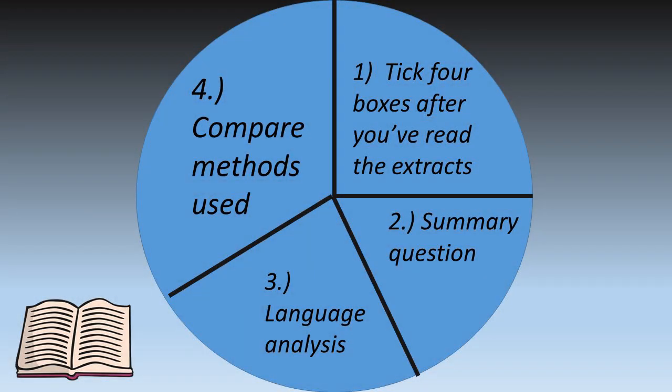So here's the reading section. There are 4 things to do. The first 15 minutes of the exam involves you reading the 2 non-fiction extracts that you get, and then you simply need to tick 4 boxes after you've read those extracts to find the statements that are true. After that, you've got the summary question where you have to summarise the texts. That takes you about 10-12 minutes, and that's worth 8 marks. You have to analyse language for question 3. That's worth 12 marks, and then you've got a mini essay comparing the methods used, which is worth 16 marks.